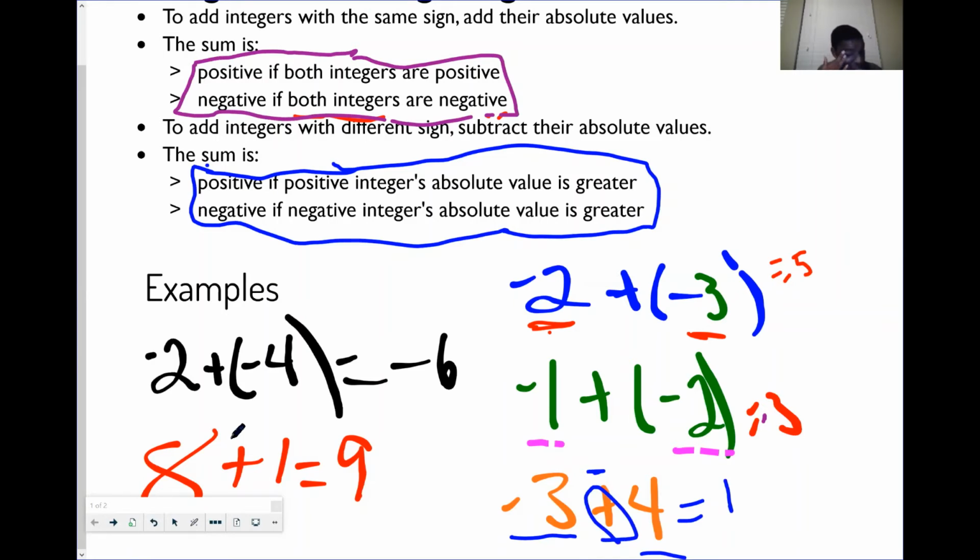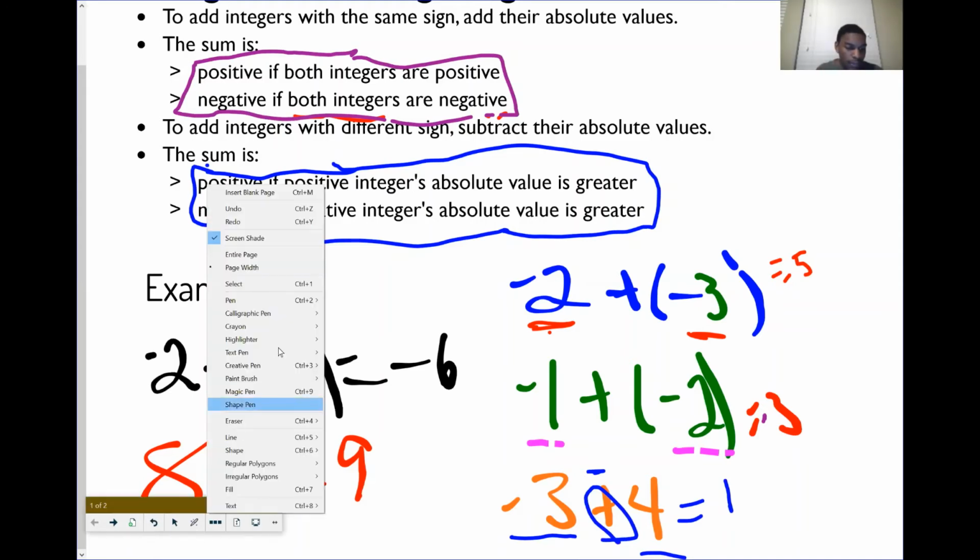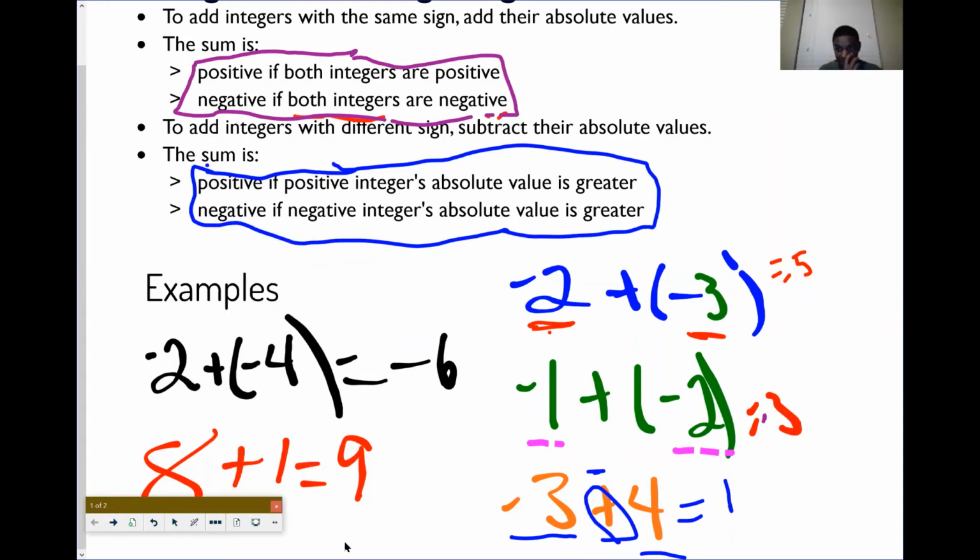So if you are still struggling, draw yourself a number line to better help you understand. That's all I have to say. I'm going to do another example with the visual learners with this problem right here, because it can be tricky.